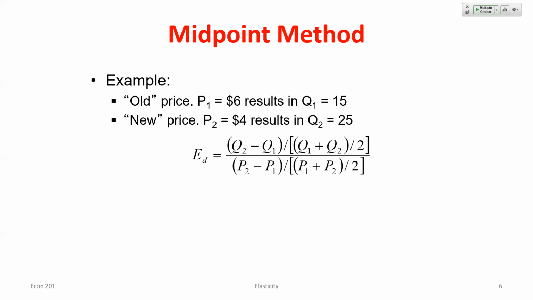You know, I could find, okay, the change is 10, write that number down, right? 25 minus 5, 15. The average, 15 plus 25 divided by 2 is 20. Do that and figure out, okay, my numerator is 0.5. Then go through the denominator. 4 minus 6 is -2. 6 plus 4 is 10 divided by 2 is 5. So divide that by 5. My denominator is -0.4. Now just 0.5 over 0.4, right?